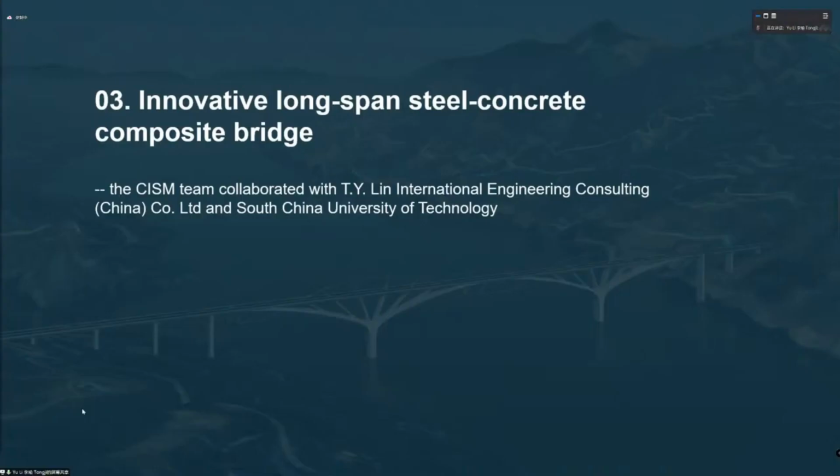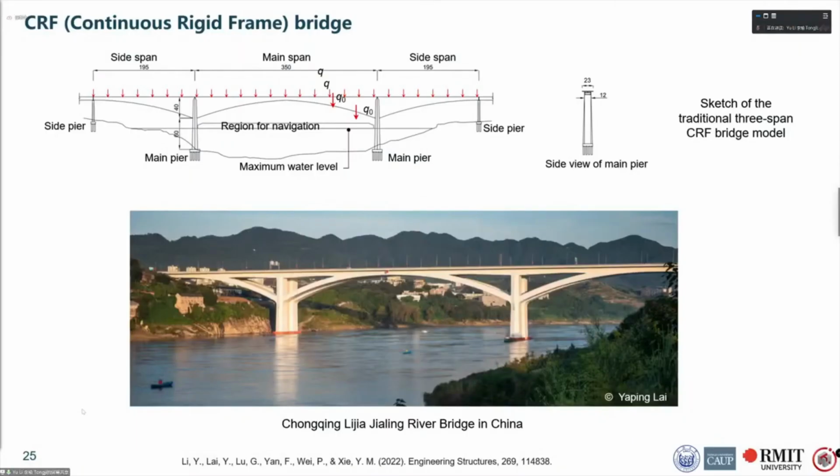The second bridge is called the innovative long-span steel concrete composite bridge. This is also a collaboration between our team, T1 Company, and the South China University of Technology. This work has been published in the Engineering Structures journal. Here is the background.